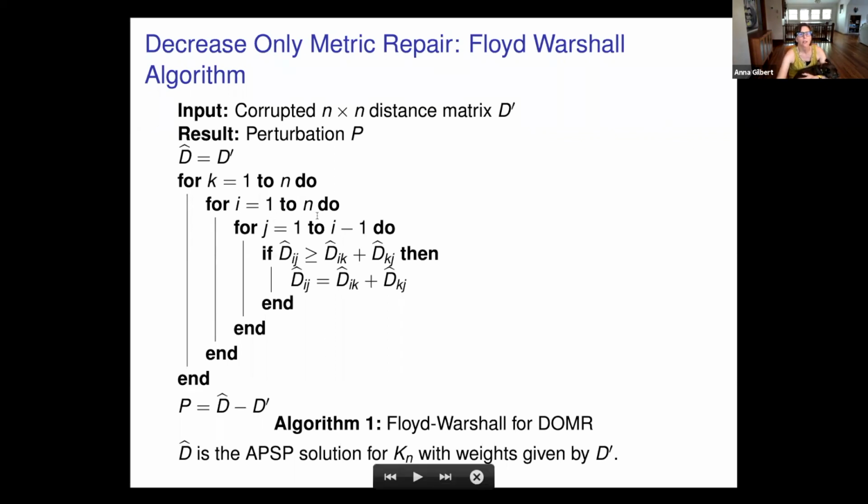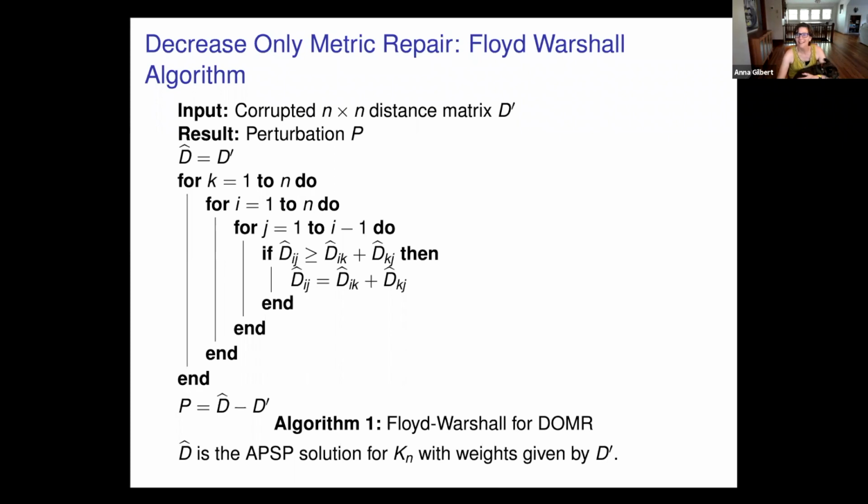Okay, so what do you do? You run through all triangles and you say, look, if one leg of the triangle is greater than or equal to the sum of the other two legs, then you should set that long leg equal to the sum of the other two short legs. That's the correction. In particular, this sum of the distances is the shortest path from i to j via k. So in other words, D hat is the all pair shortest path solution for the complete graph on n points with weights originally given by D prime. And the corruption is simply the difference between these two sets of distances.